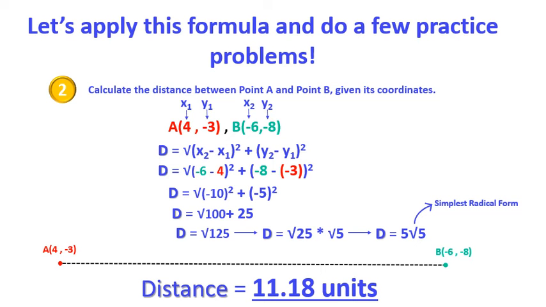So we'll plug it in as the square root of (-6 minus 4) squared plus (-8 minus -3) squared, in which -8 minus -3 turns into -8 plus 3. This translates to distance equals the square root of (-10) squared plus (-5) squared, which is equal to the square root of 125. In simplest radical form, this would be 5 square root 5. However, the approximate distance between A and B is 11.18 units when we round to the hundredths place.